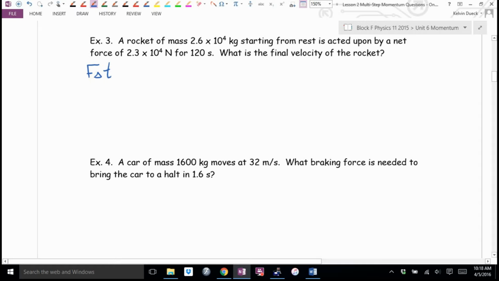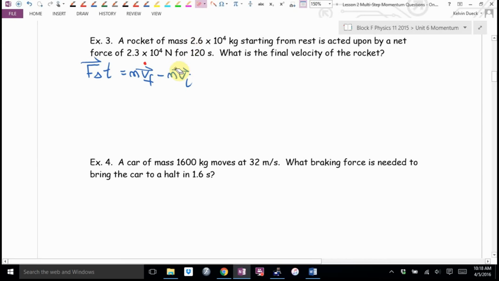Impulse equals impulse. What did you say they wanted me to find, Sarah? Final velocity. That guy right there. Oh, I guess vector, vector, vector. Fair enough. How would I get the vf by itself?